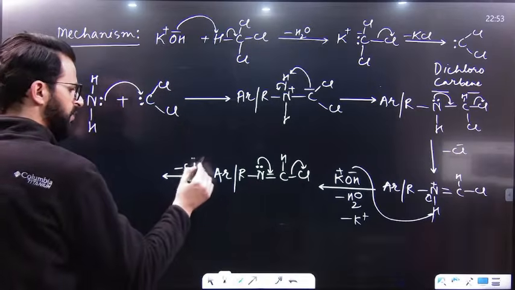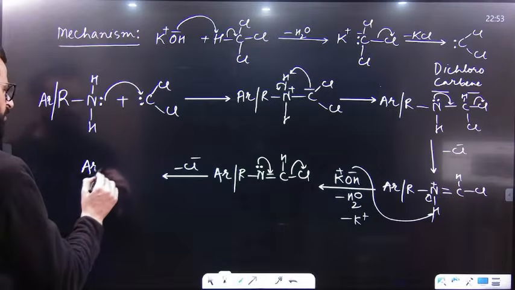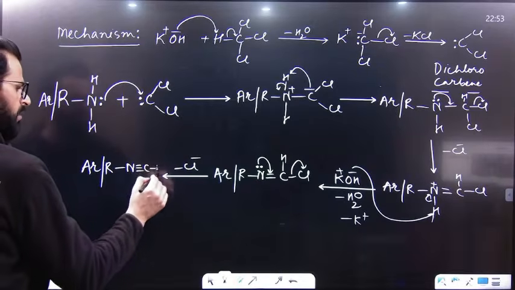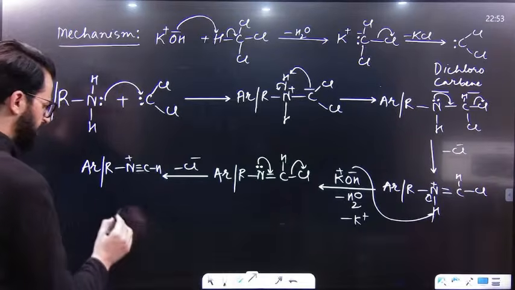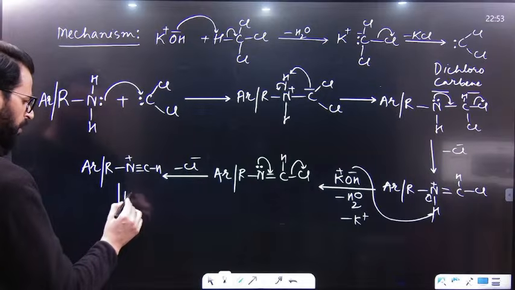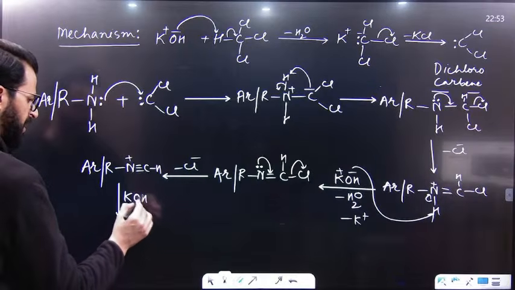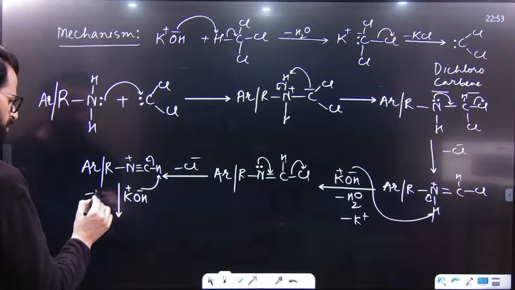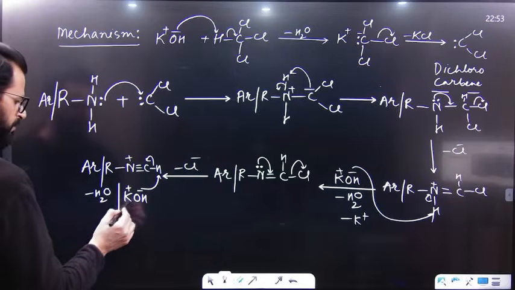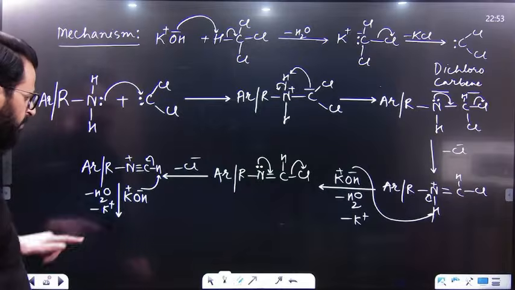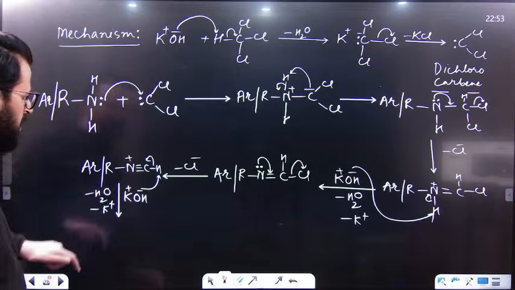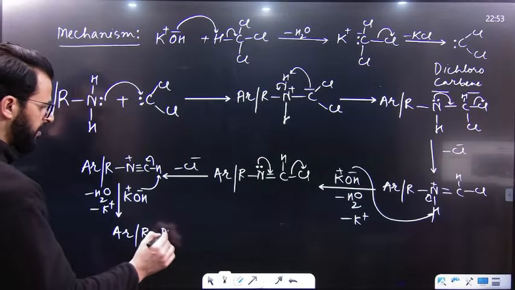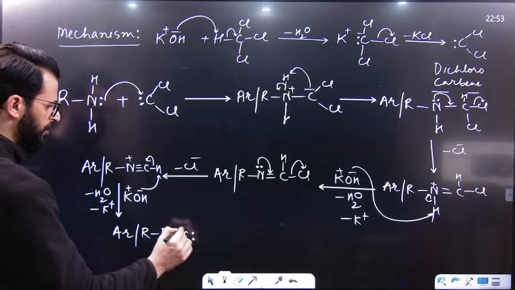That means Cl minus will be once again lost, and it will result in the formation of Ar, R, R, then N triple bond C, single bond H. This is having a positive charge. After this, once again, KOH will come, a base will come, the base will abstract this hydrogen, and it will lose simply a water molecule over here, plus K positive will be lost over here. But K positive and Cl will form another KCl, and it will result in the formation of Ar, N, and then it will result in the formation of this one.